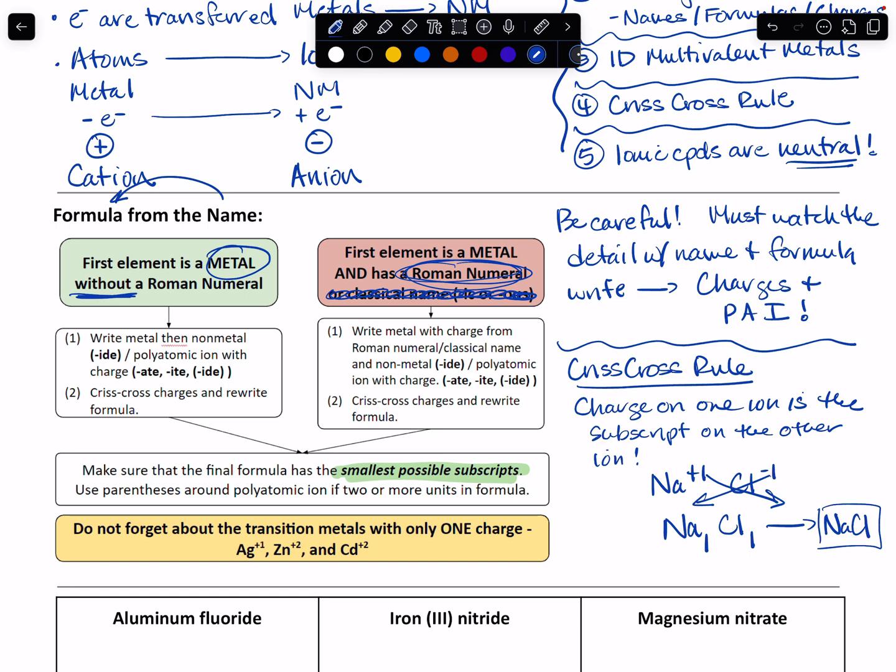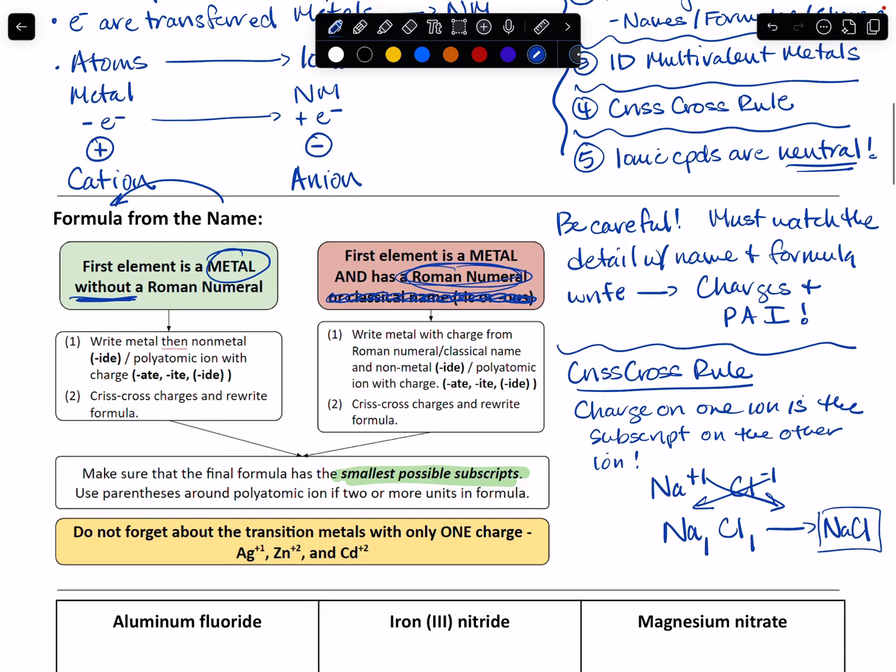Then we're going to repeat exactly what we did on the other side. We're going to write the metal with its charge, and then write the non-metal portion with its charge, crisscross those charges, and rewrite the formula, again making sure that we have the lowest set of subscripts possible. Again, just ignore this classical name stuff. You guys will be happy we're not doing that. It gets confusing. Don't forget that you just need to know silver, zinc, and cadmium. There will be no Roman numeral with those metals in the names.